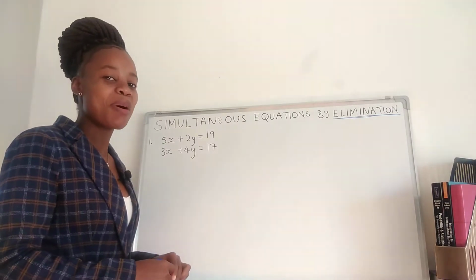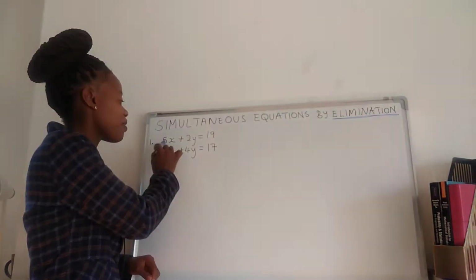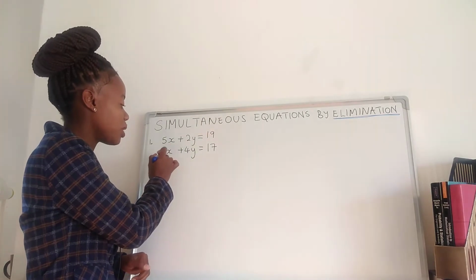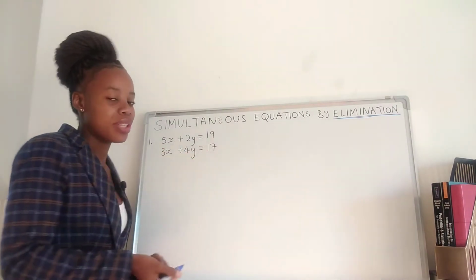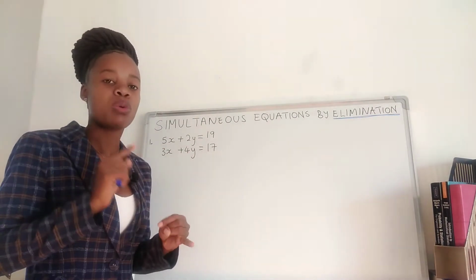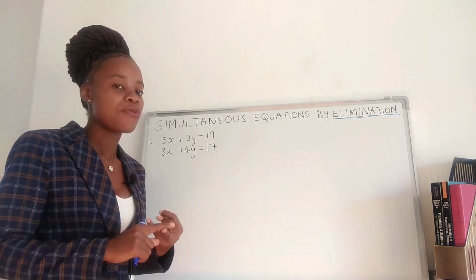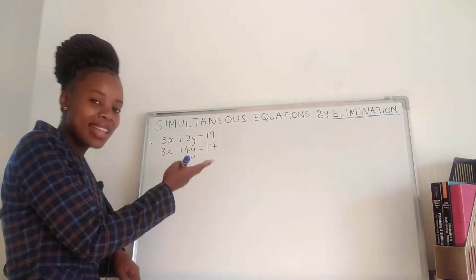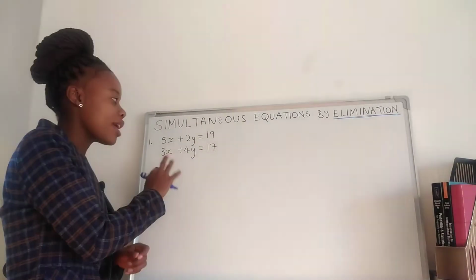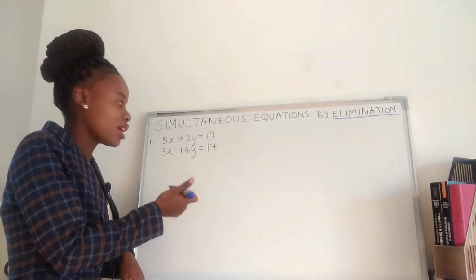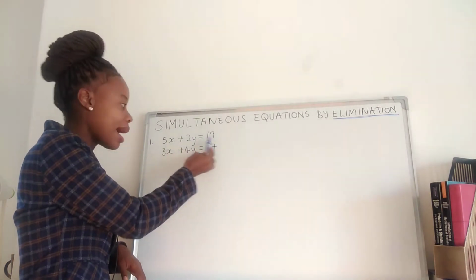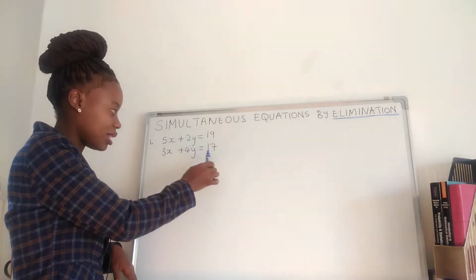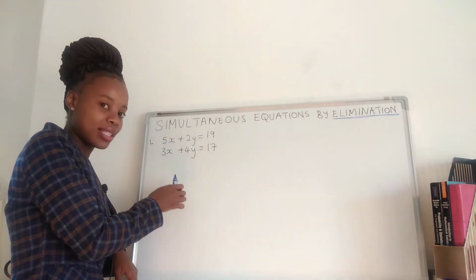Okay, number one, we have 5x plus 2y equals 19, that's equation 1. Equation 2, we have 3x plus 4y equals 17. So we are supposed to solve for x and for y, okay? In this case, you can either eliminate x first or eliminate y first, okay? You can multiply the top one by 3 and the bottom one by 5, everything, to eliminate x, right?